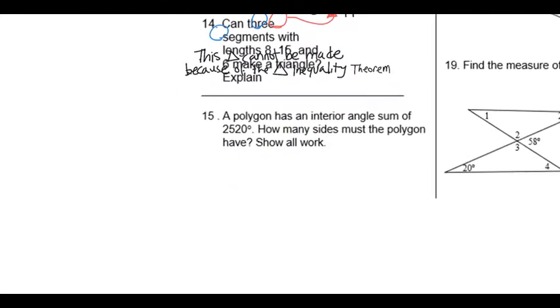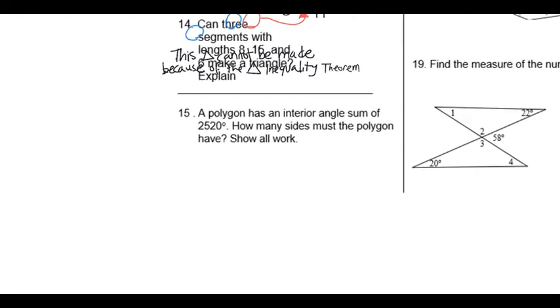Number 15. A polygon has an interior angle sum of 2,520. How many sides must the polygon have? Show all your work. So we know the Polygon Sum Theorem says that I need to have 180 times n minus 2. Now that should give me my interior angle sum.